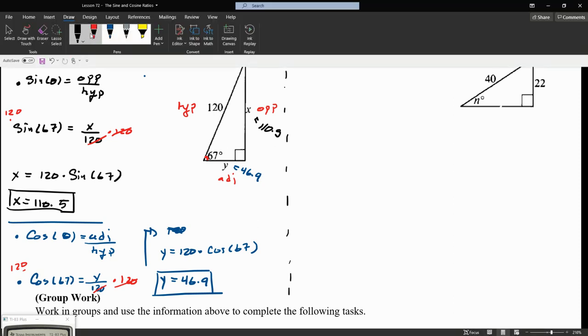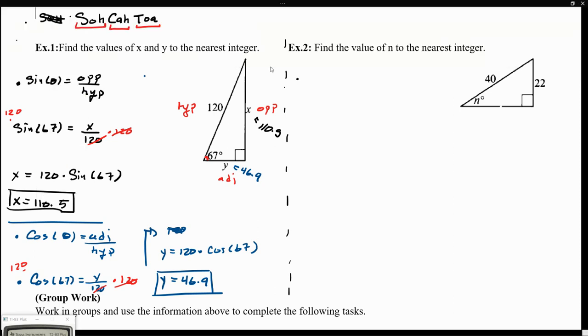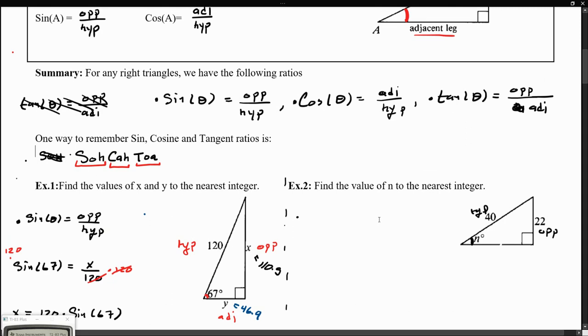Well, let's label our triangle. So we want to find out angle N. And what do we know about this triangle with angle N? Well, we know that 22 can be seen as the opposite, and 40 can be seen as my hypotenuse. But now let's think about this for a second. I have three different ratios that I can use.